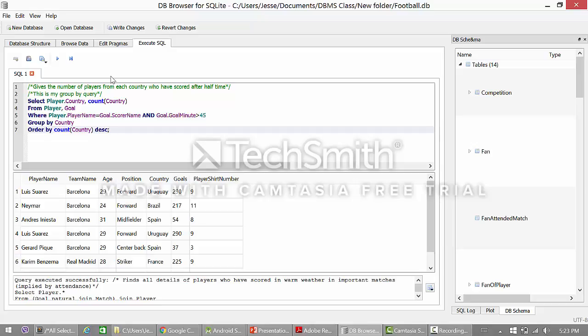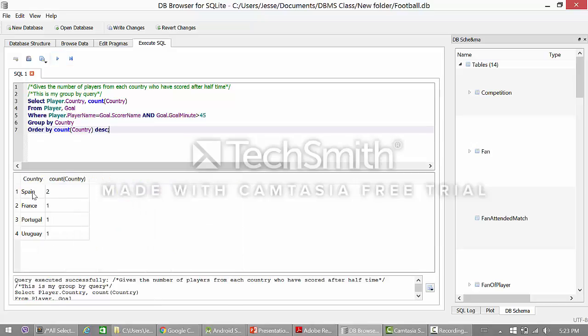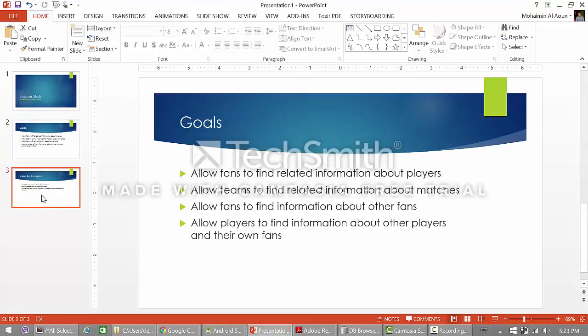So this is a query that would give you the number of players from each country who have scored after halftime. So you could test the resilience of players over the length of a game and group them by their nationality. Now you get that 2 Spanish players have scored after halftime, only 1 French, 1 Portuguese and 1 Uruguayan. Now let us look at the vision for the future.